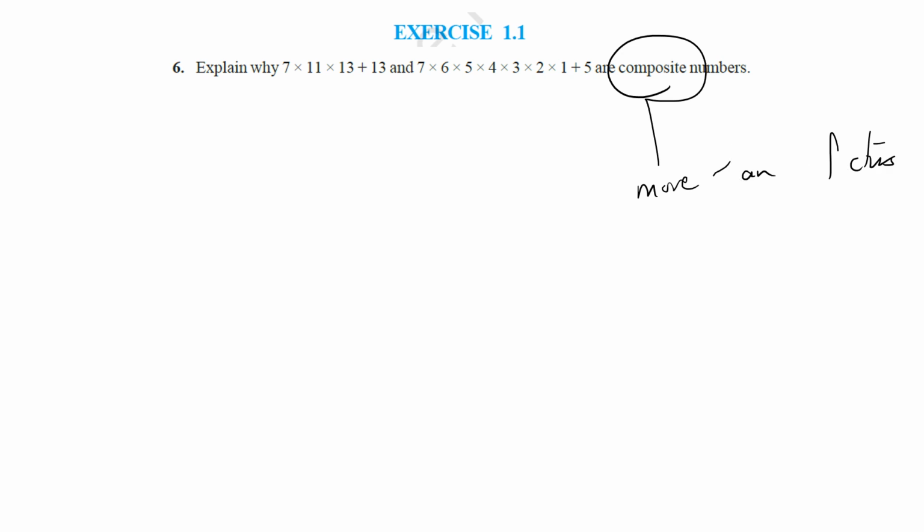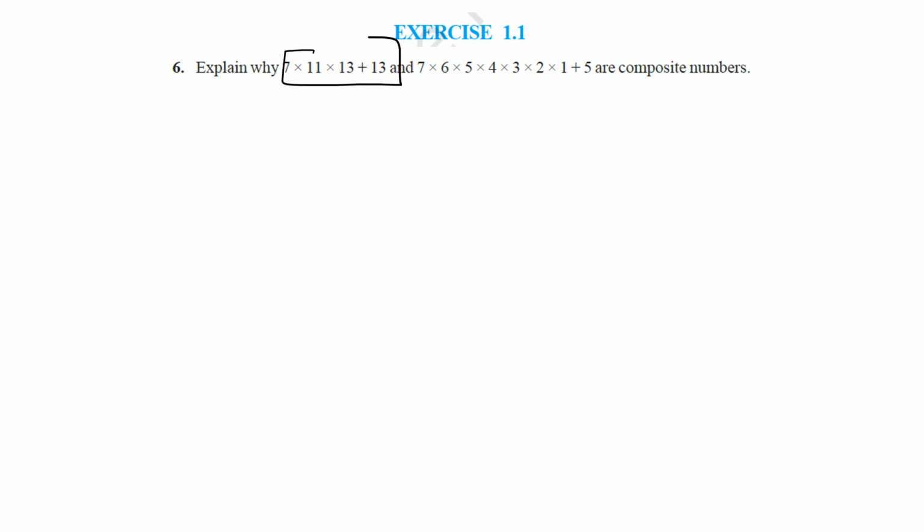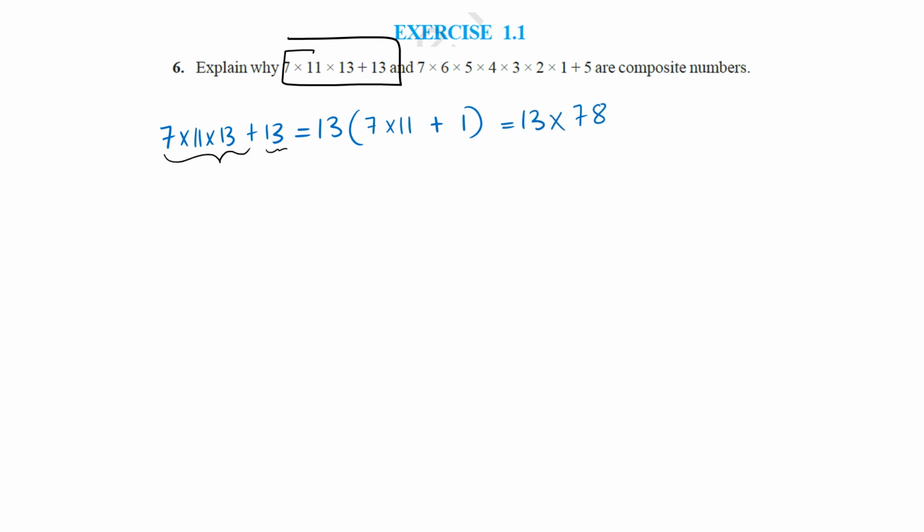Now, let's take a look at the very first number. Let's analyze this number. Do you think it has more than 2 factors? If you notice, 13 is common to these two terms, so we can pull out 13. If you pull out 13, you'll get 13 times (7 times 11 plus 1), which is 13 times 77 plus 1, which is 78. So what does it mean?